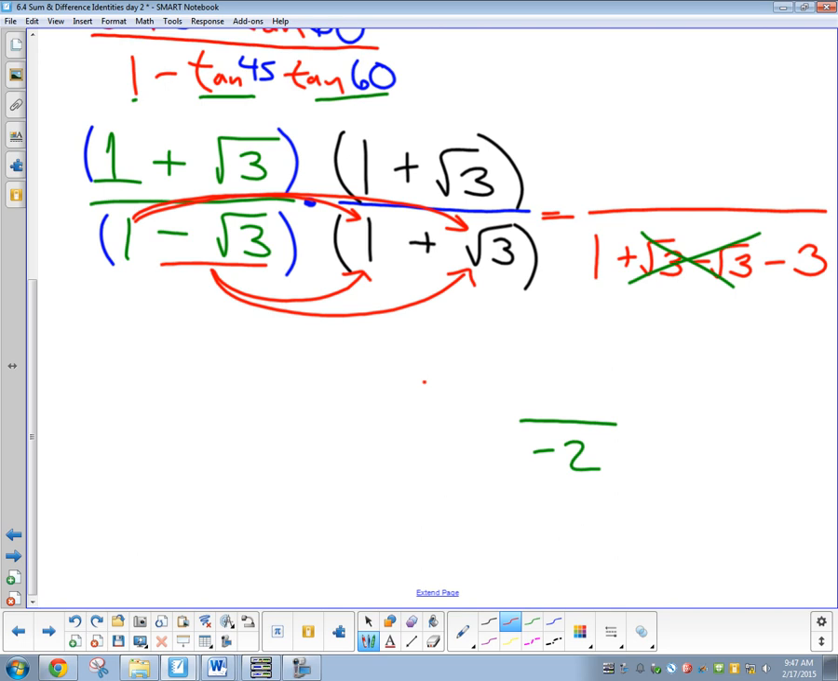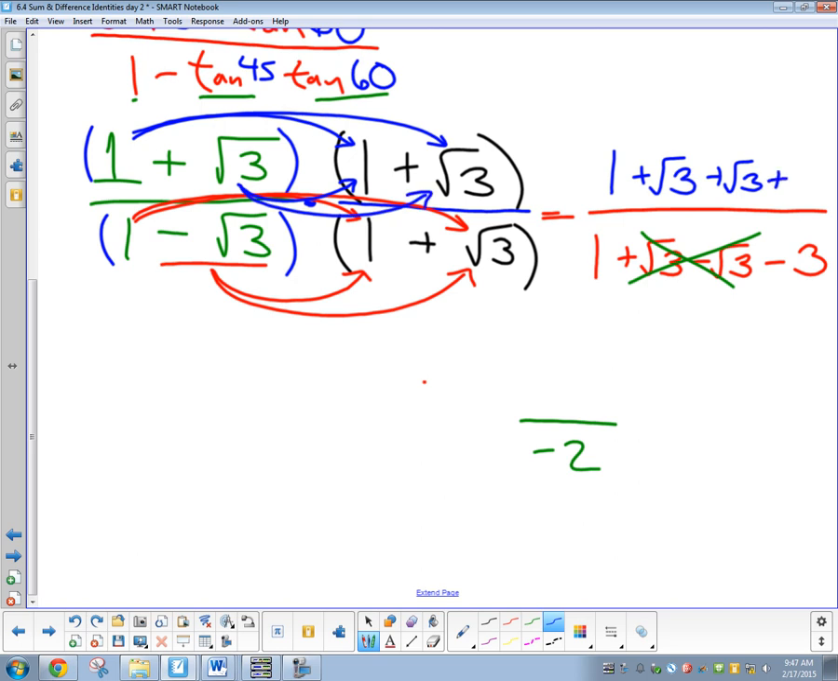On top, we're going to FOIL again. So 1 times 1 is 1. 1 times radical 3 is radical 3. Radical 3 times 1 is radical 3. And radical 3 times radical 3 is positive 3. So on top, I've got two things here, really. I've got this 1, and I've got that 3 that I'm supposed to add together. What happens when I take 1 plus 3?